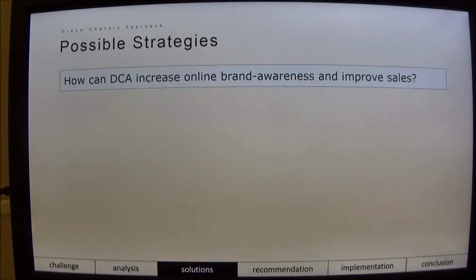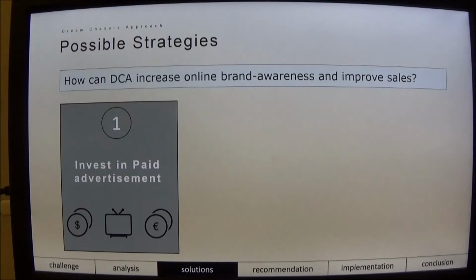So, what are the possible strategies for the Dream Chasers approach? How can they increase their online brand awareness and improve sales? There are basically three main options they have at the moment, based on their budget and their assets. They can either invest in paid advertisements, so earned and paid media.